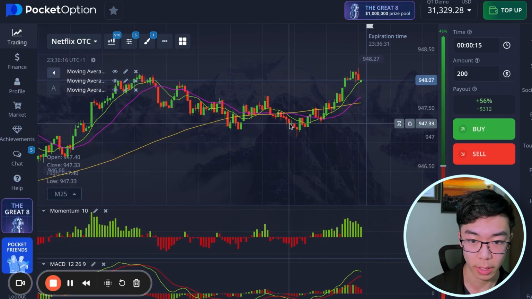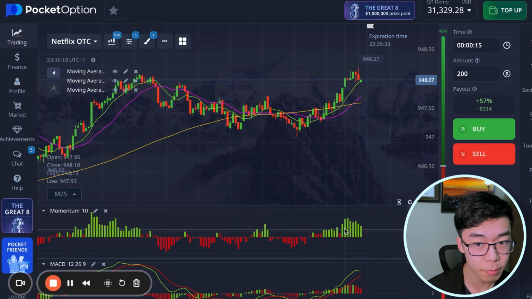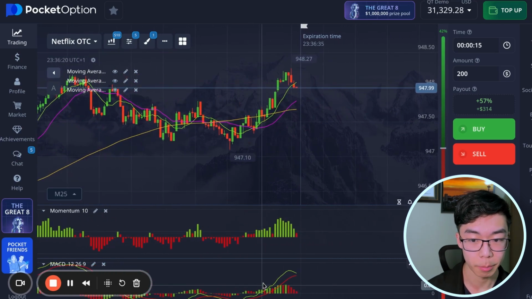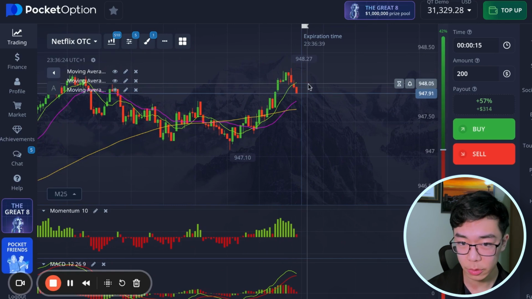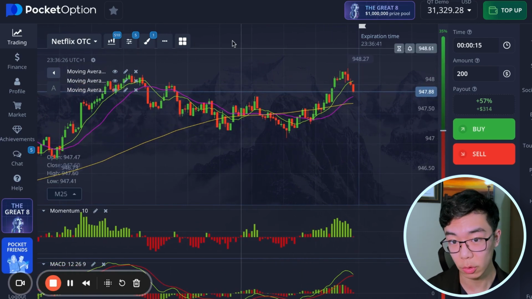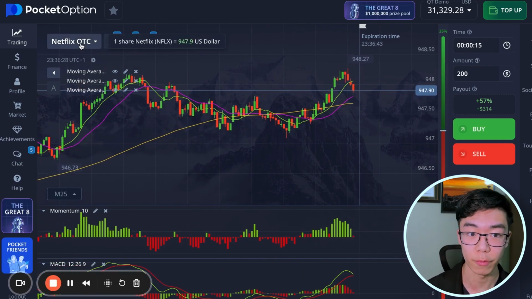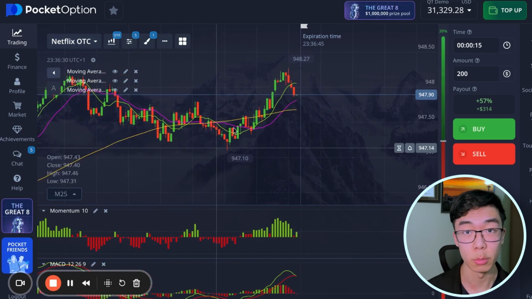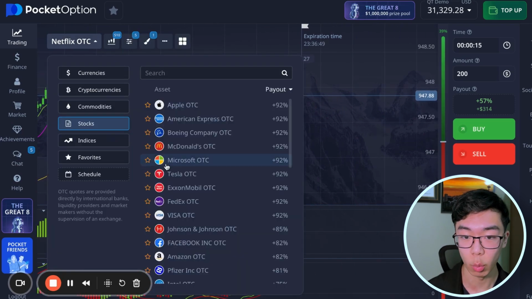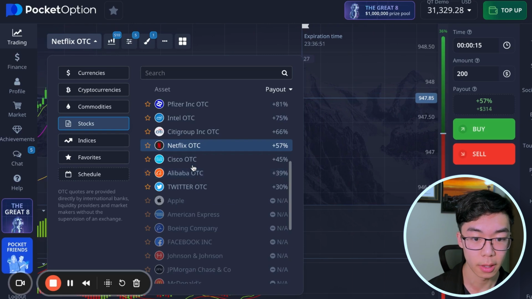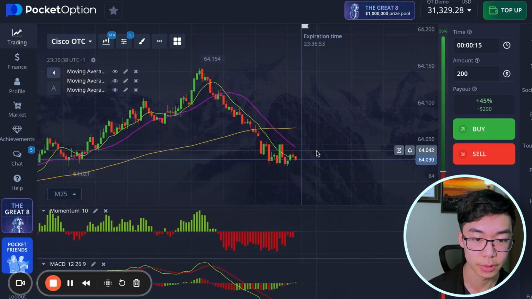So right here, things went up quite a bit, and it might have been continuing to go up, but the momentum was just going downwards right here. You see the MACD was going downwards. Things are just going downwards right here. So you have to consider all factors. Not just the moving averages, but the moving averages give you a really strong idea of what is happening, right? And let's go to Cisco.